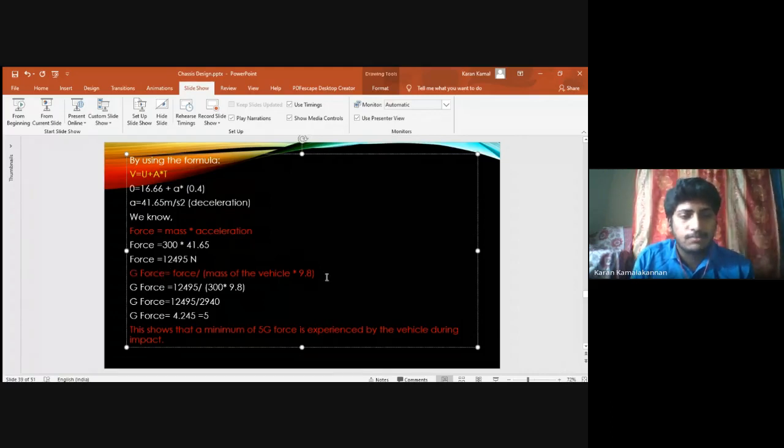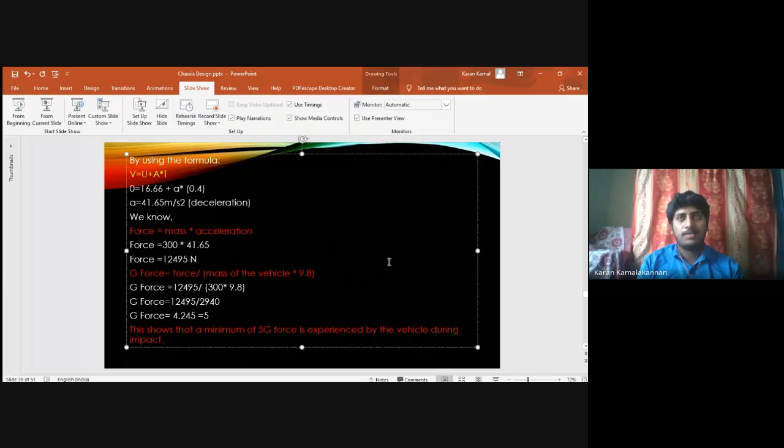How to calculate G force? G force is nothing but expressing the acceleration force in terms of G. That is, it is nothing but A by G. That is what G force is. If you know that F is equal to ma, and the mass of the vehicle into 9.81, this is mg. If we divide F by F, it is M into A by M into G. It is nothing but A by G.